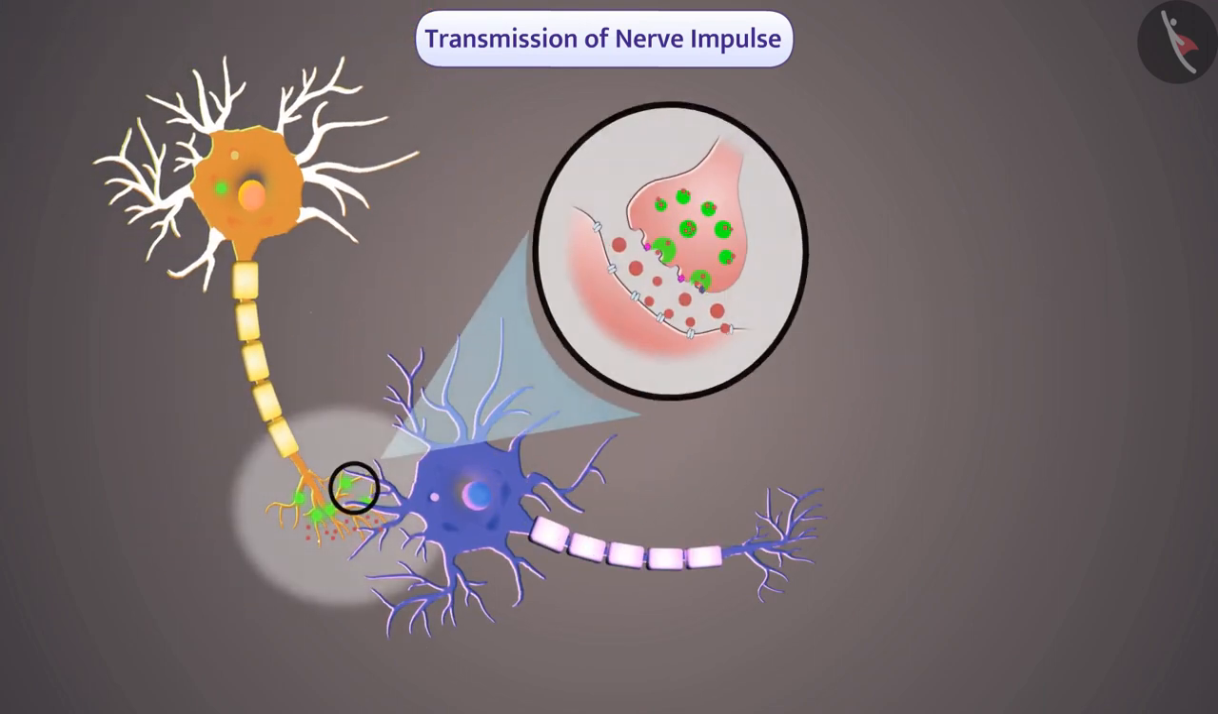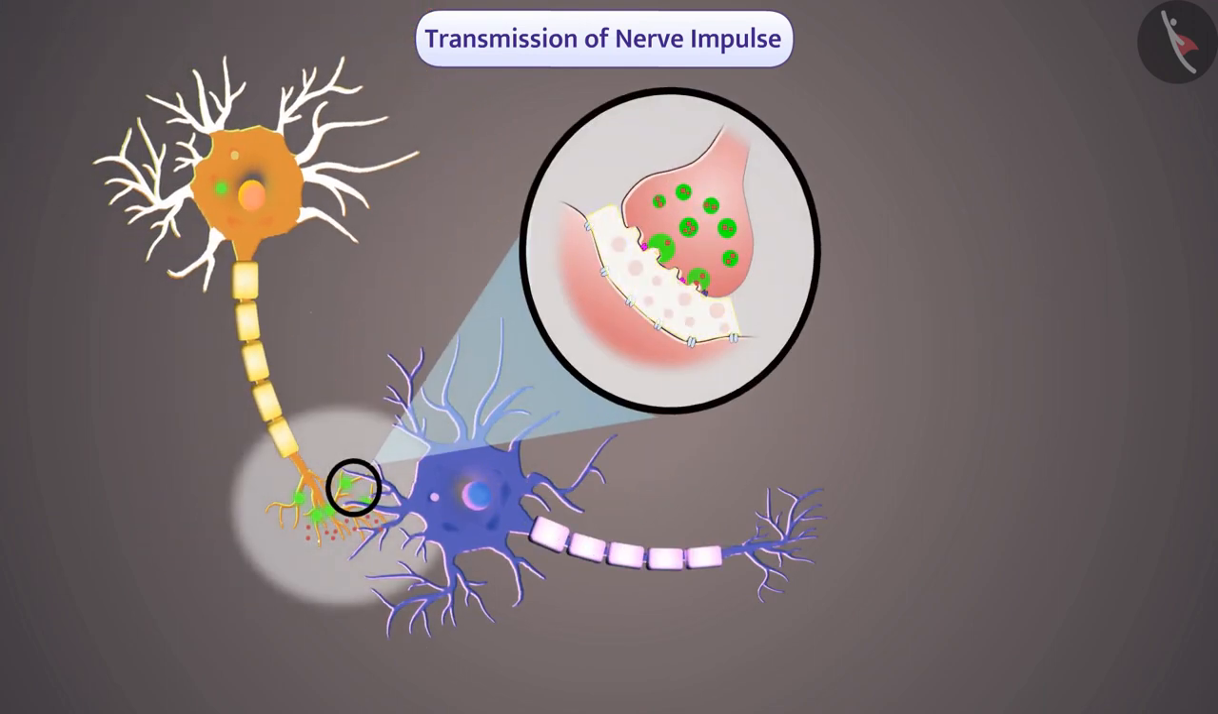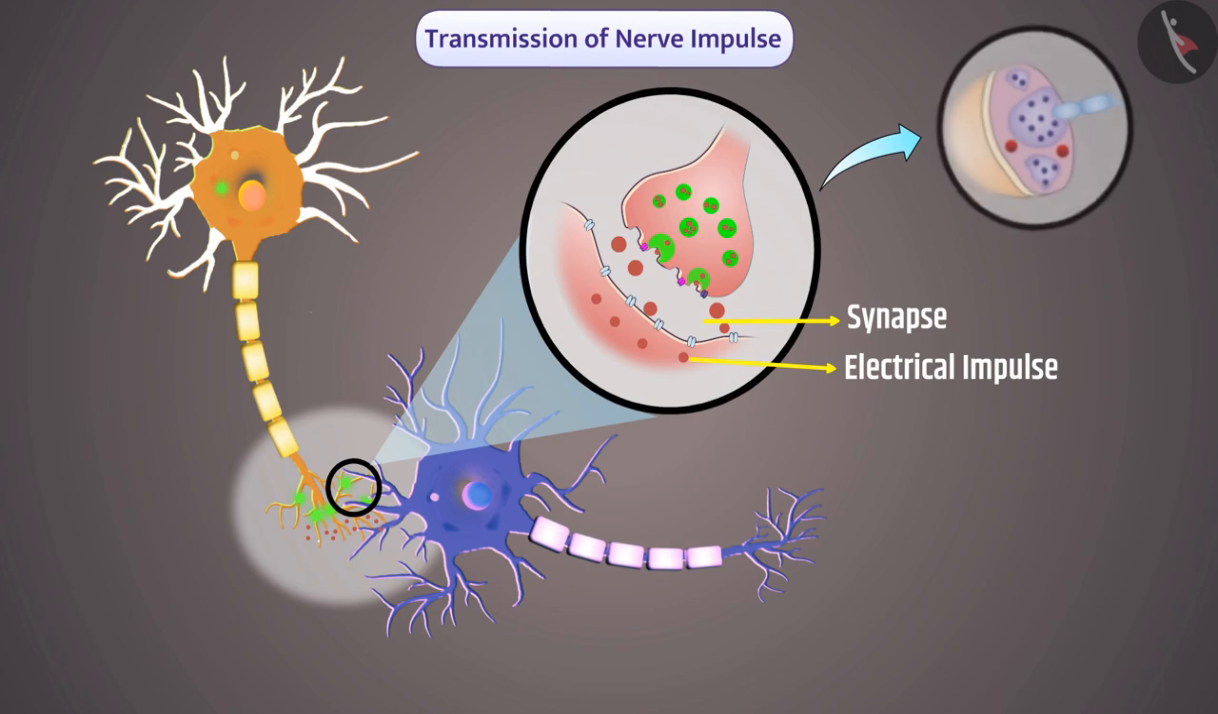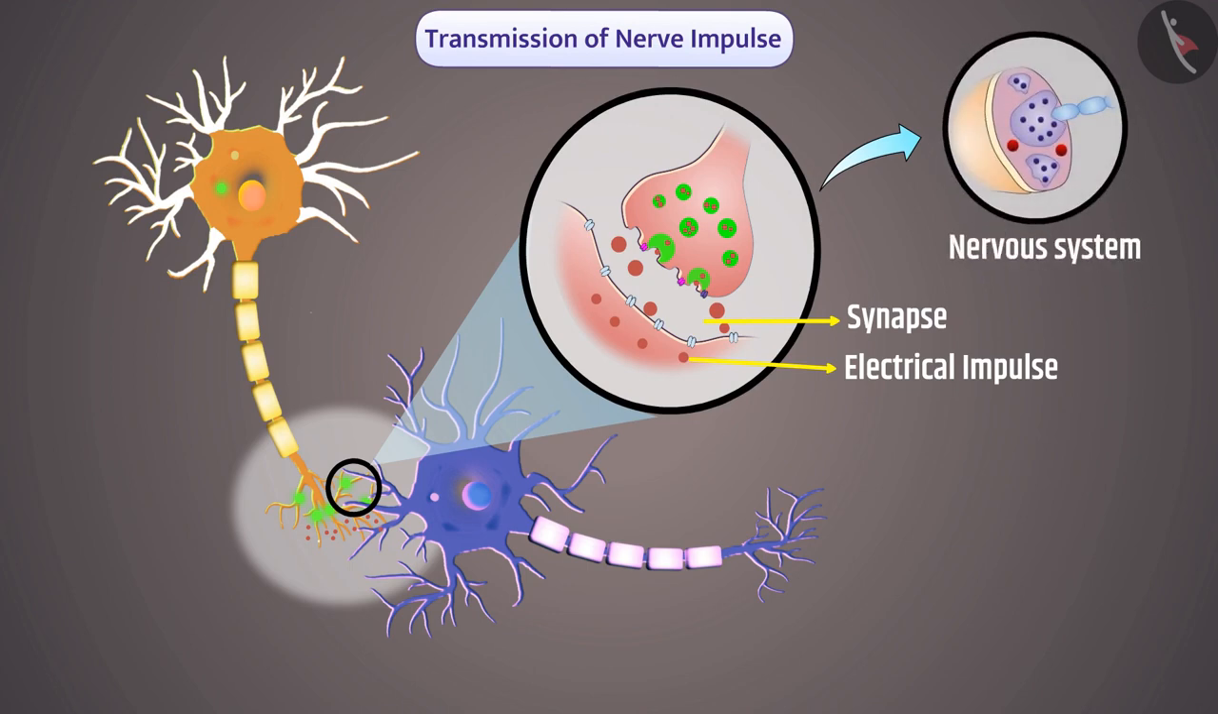Neurotransmitters travel through the space between two neurons called the synapse, and thereby transfer the information to the dendrites of the second neuron, where it gets converted into an electrical impulse. This is how a nervous impulse travels through the nervous system.